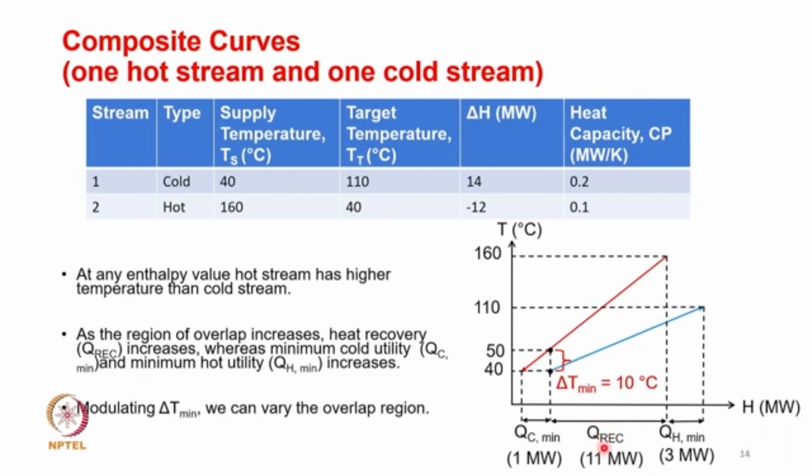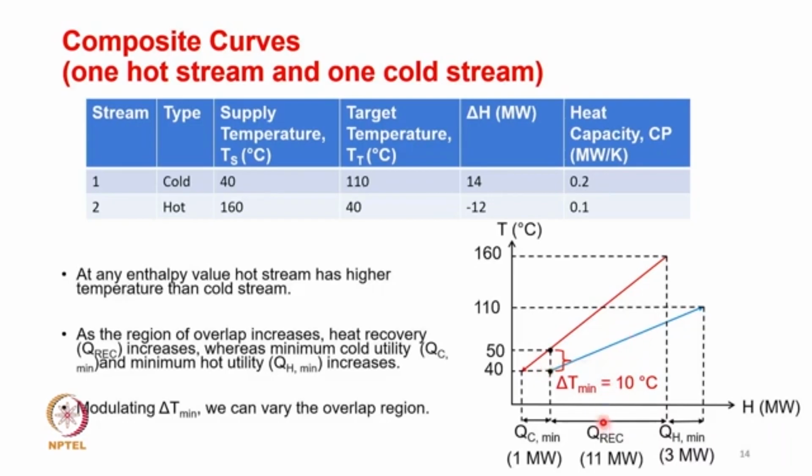So, for the heat recovery QREC, you need to effect a heat transfer of 14 megawatt. Whenever there is a region of overlap is where you have the heat transfer. So, you could see that as the region of overlap increases, the heat recovery increases. And whatever is right here, the QH, which is the region wherein your cold fluid extends beyond the hot fluid line, is the minimum hot utility. And on this side, where the hot fluid line extends beyond the cold fluid line, is known as the minimum cold utility.